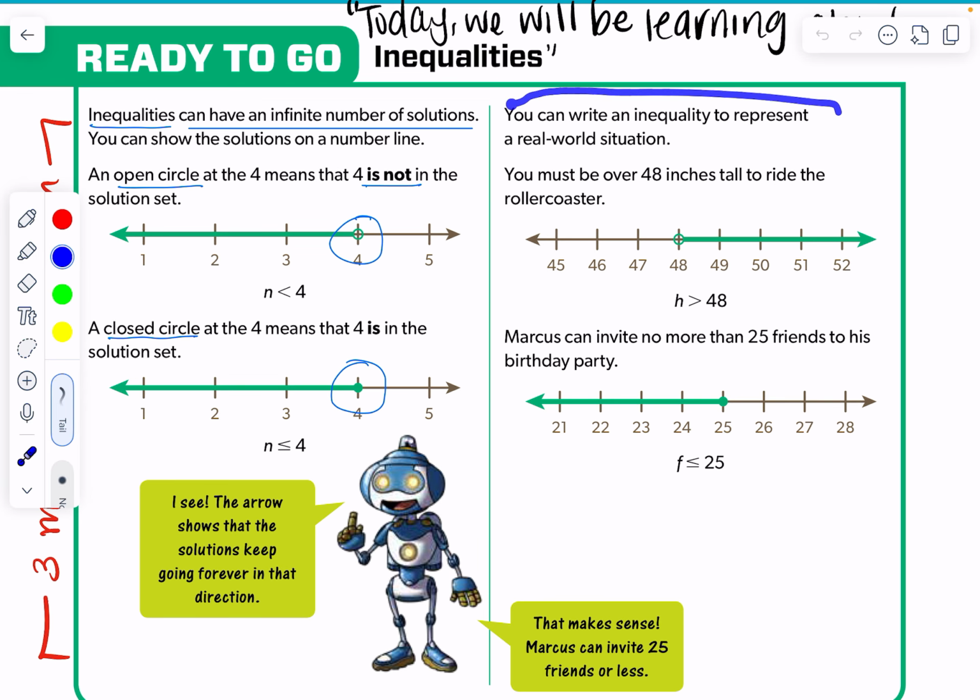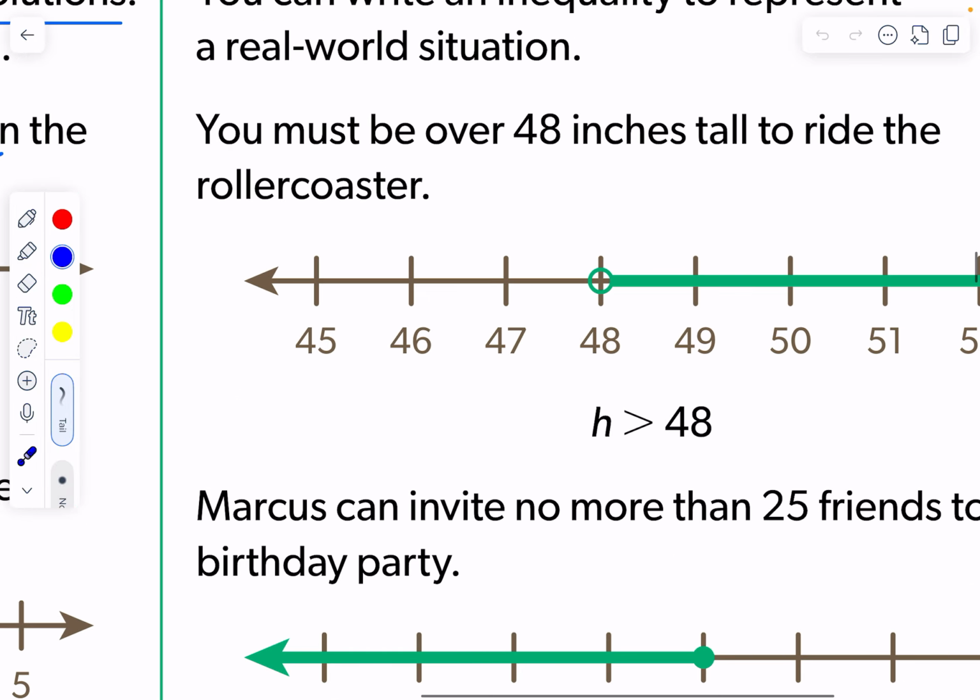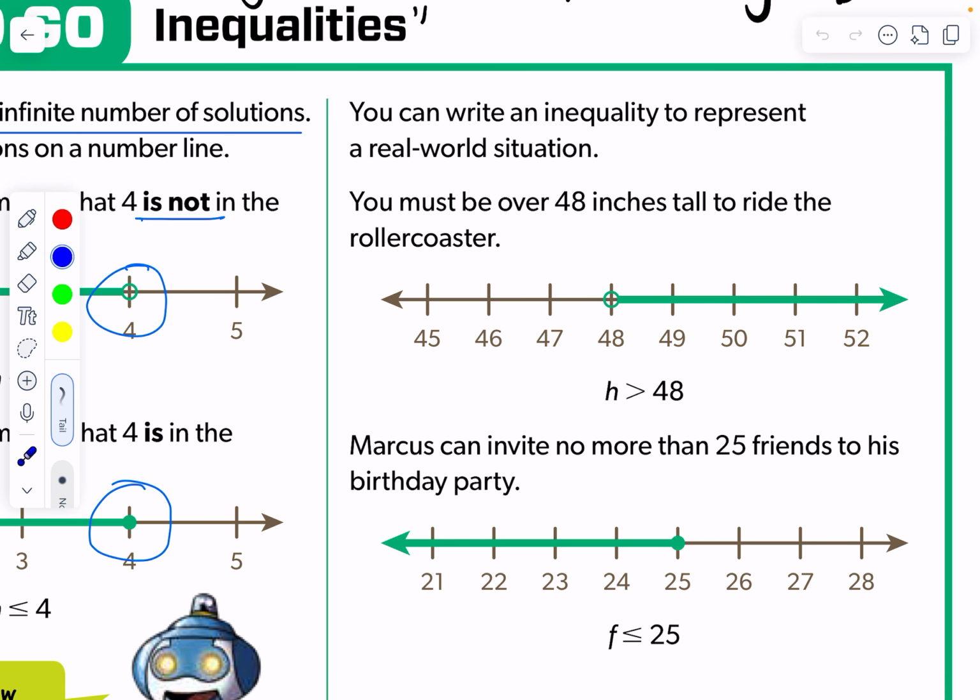Then it tells us that you can write an inequality to represent a real situation. You must be over 48 inches tall to ride the roller coaster. That means that you cannot be 48 inches. You have to be taller than 48 inches. Because you cannot be 48 inches, we have to use this open circle since 48 is not included in our solution set, right? So our height has to be greater than 48. This is how you would write your inequality.